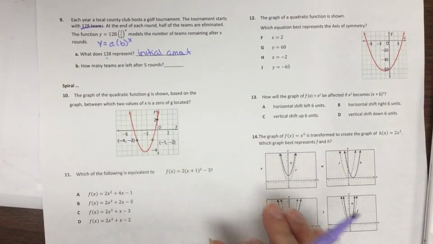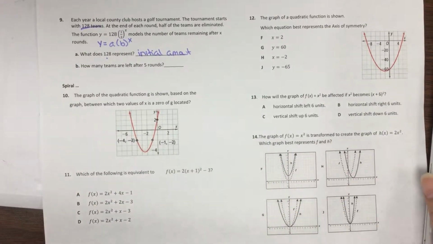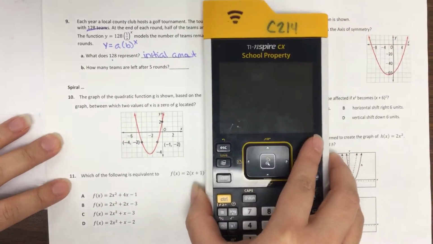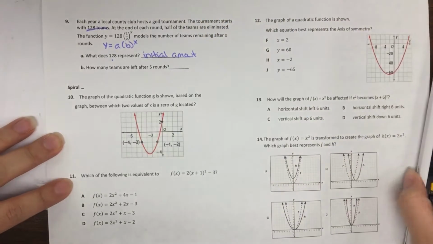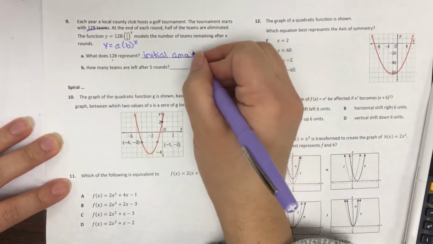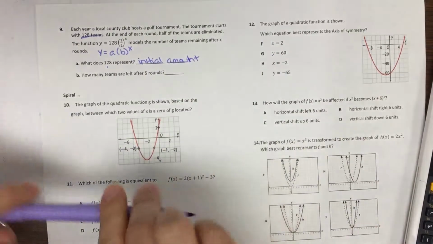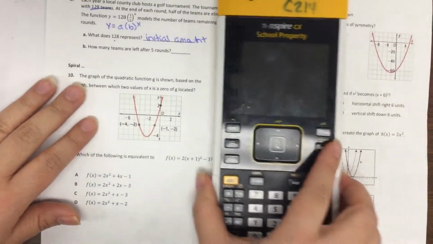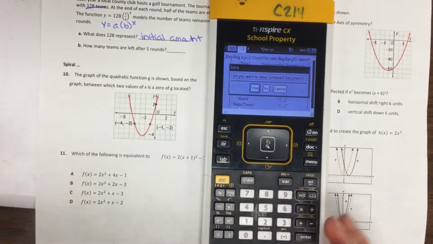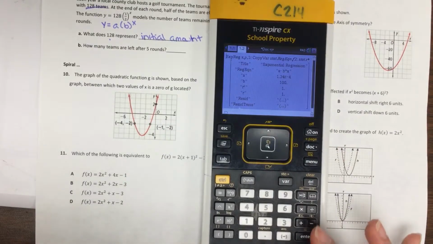And then it says how many teams are left after 5 rounds. So here, I misspelled amount. There. Right. So after 5 rounds, we're asked to evaluate. So I'm going to go ahead and use the calculator.